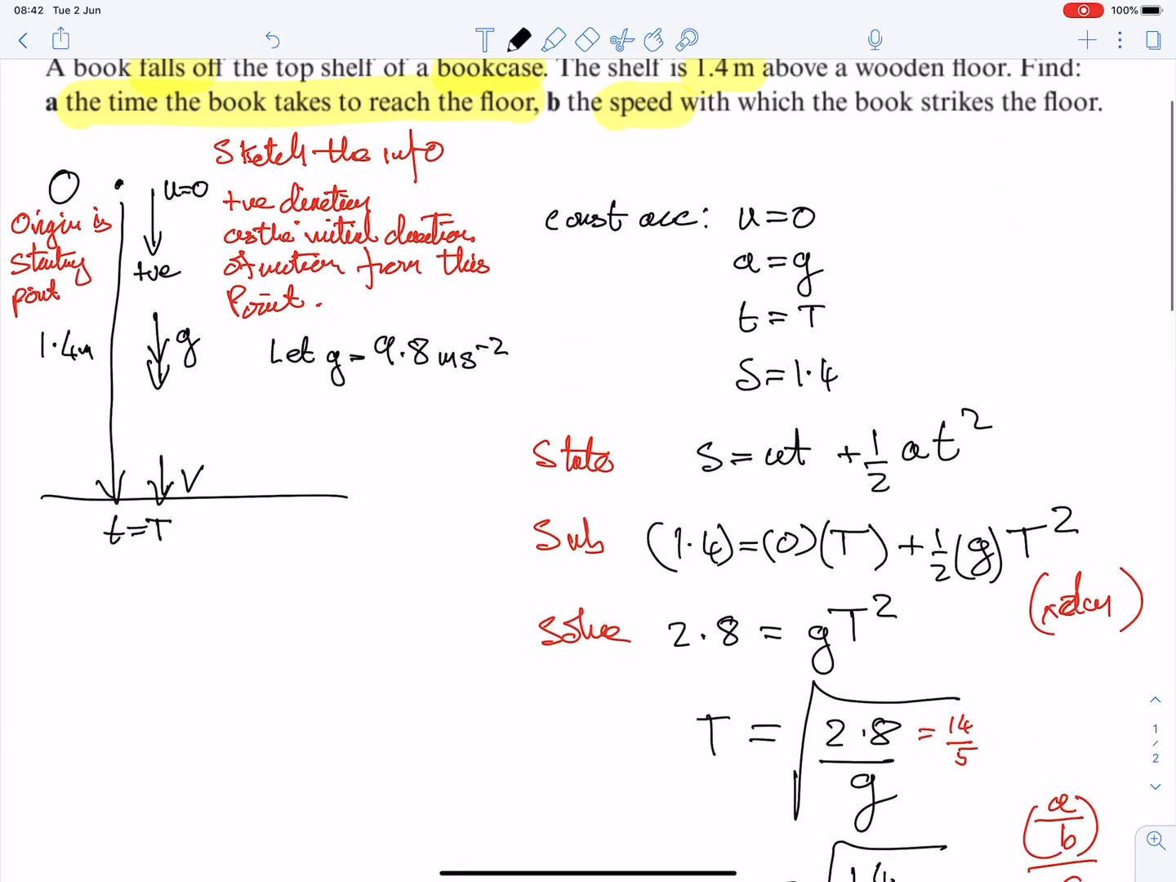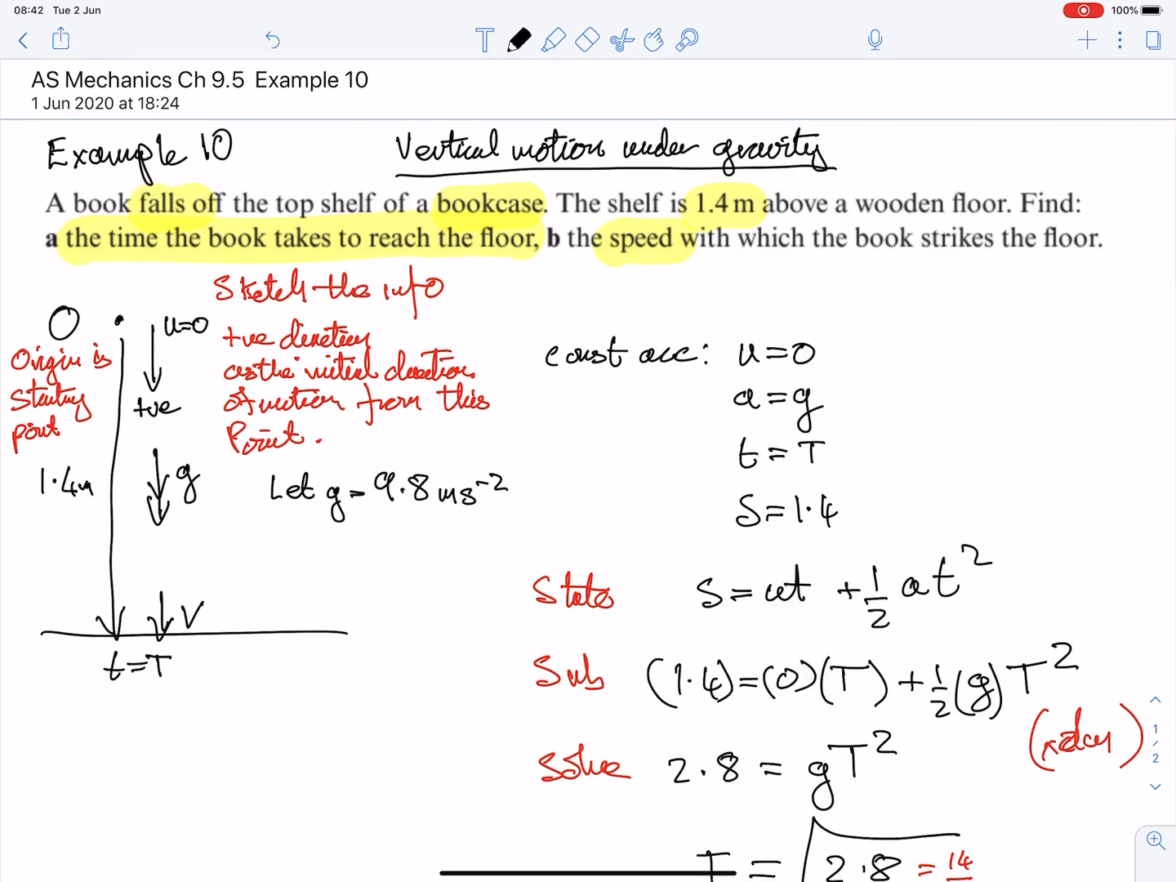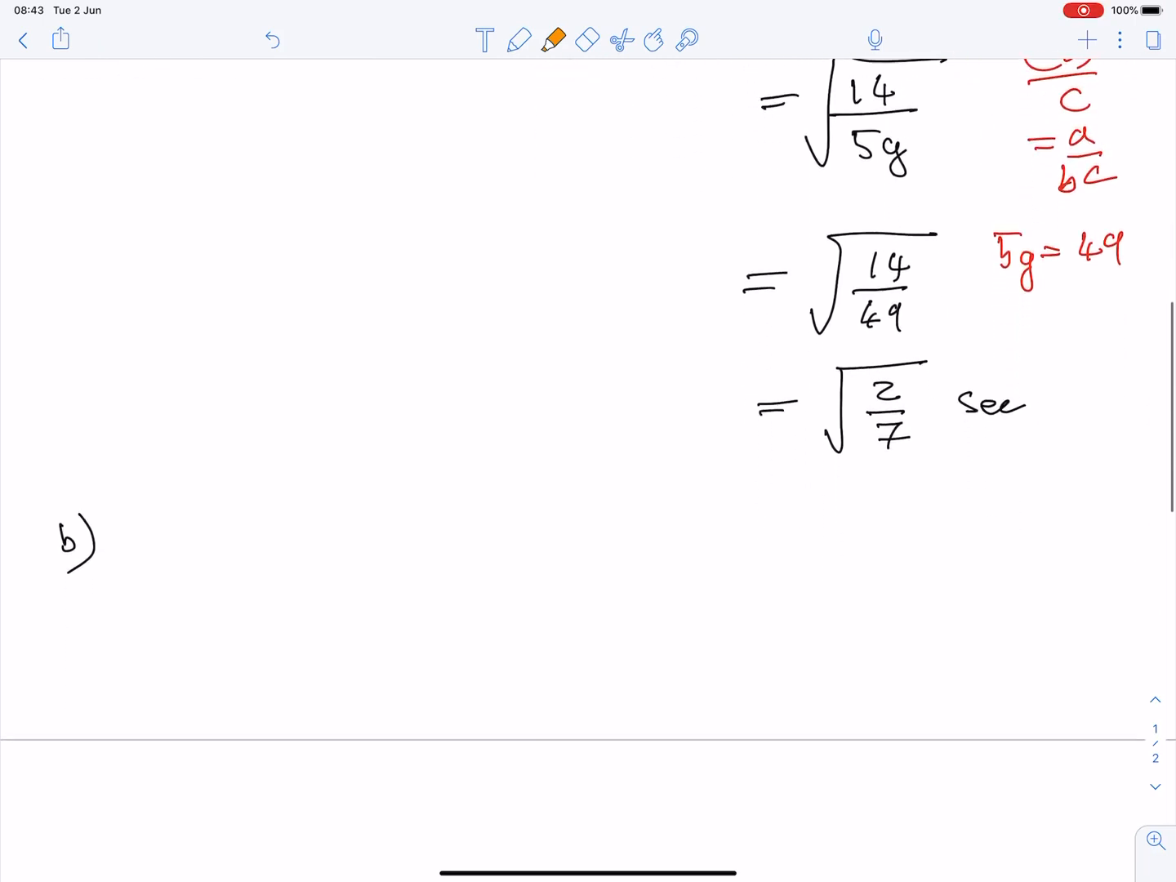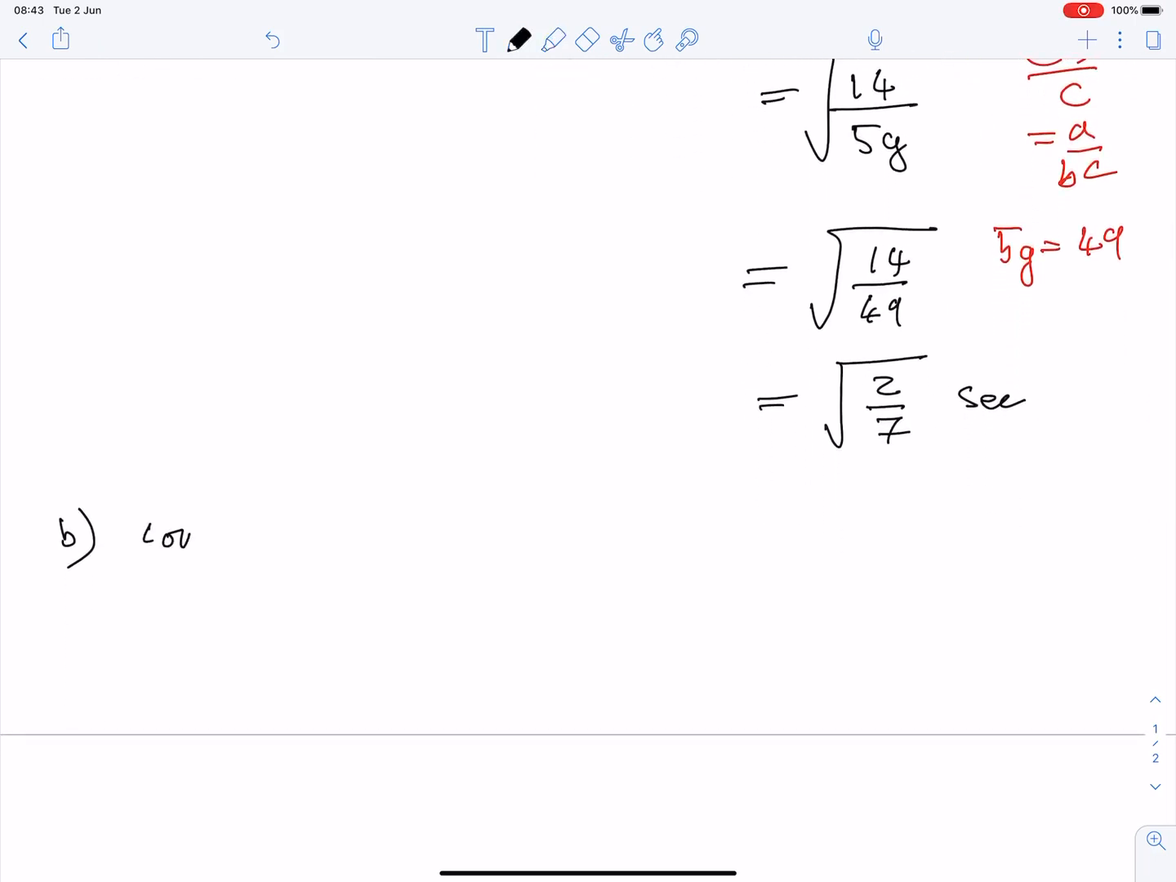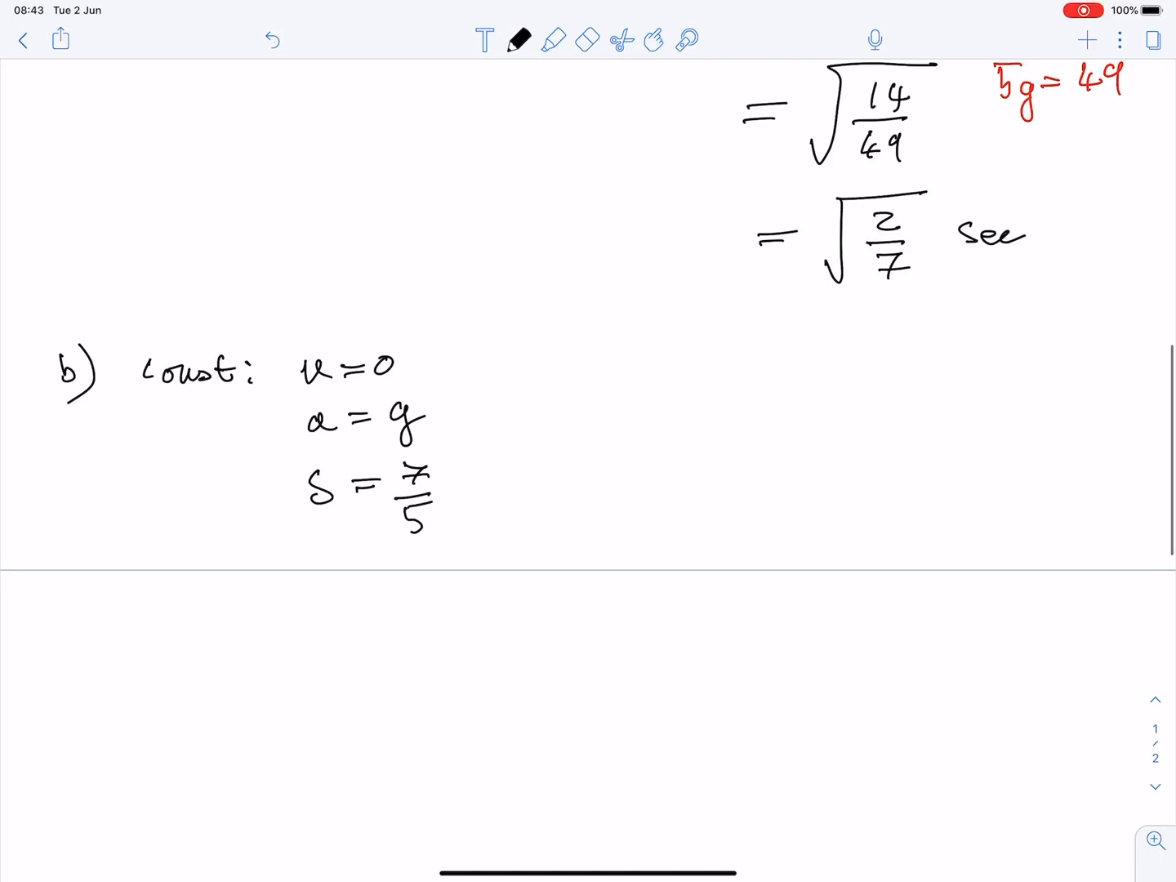The other thing with these questions is that it's best to go back and use the values that we have not calculated, so information from the question. So here, that would be the u, the a and the s value, not using the t because that's a calculated value. You can't always do that, but when you can, it's best to use the information in the question. So u is still 0, a is still g, s is still 1.4 or 7 over 5, if we'd rather write it like that, and we want v.